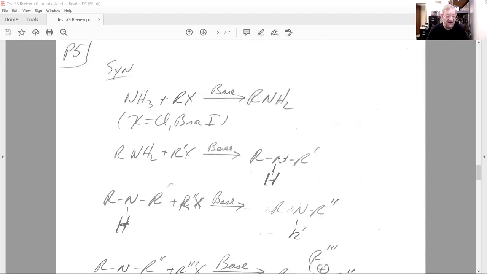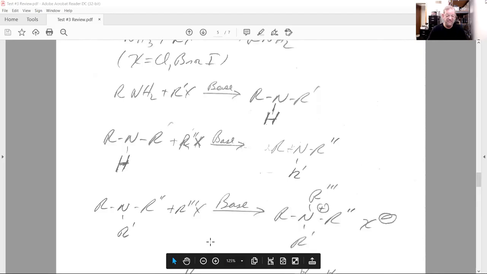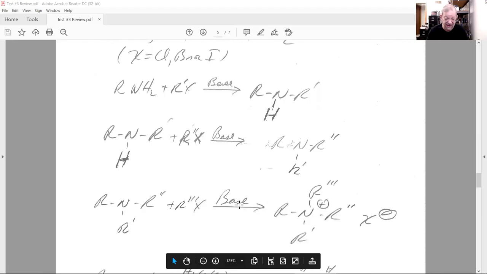You take a secondary amine, getting ahead of myself, react it with an alkyl halide and base, you get a tertiary amine. And now a reaction very near and dear to my heart, which I'm probably a world expert in. I have a number of patents. And if you take a tertiary amine and react it with an alkyl halide in the presence of base, you get a quaternary ammonium salt.